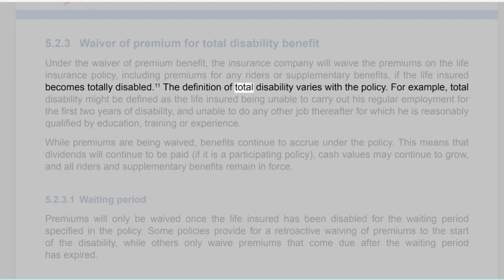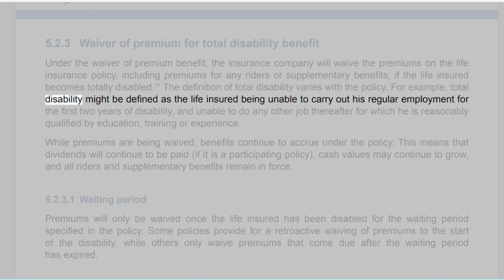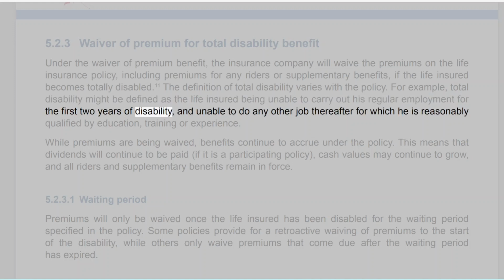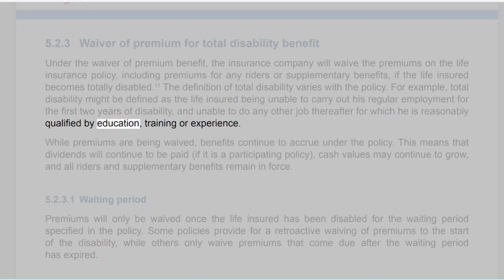The definition of total disability varies with the policy. For example, total disability might be defined as the life insured being unable to carry out his regular employment for the first 2 years of disability, and unable to do any other job thereafter for which he is reasonably qualified by education, training, or experience.